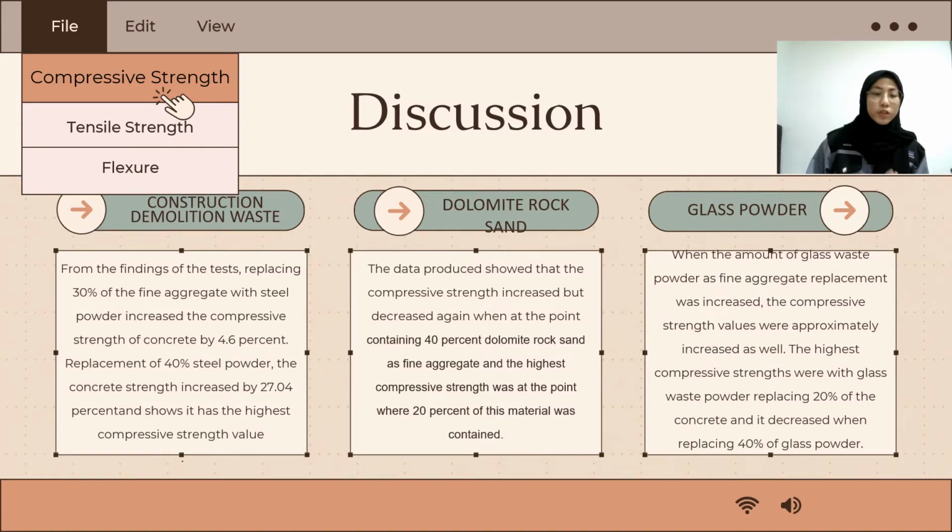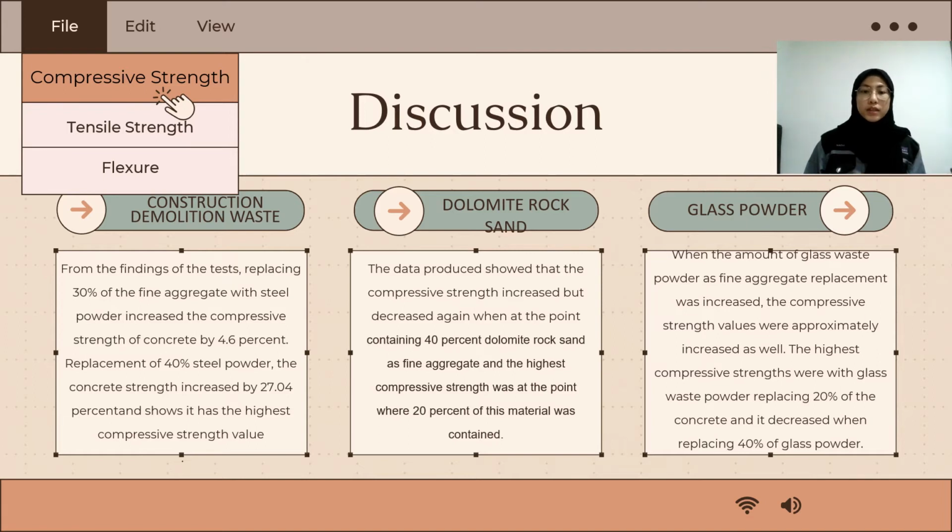Discussion. For construction demolition waste, from the findings of the test, replacing 30% of the fine aggregate with steel powder increased the compressive strength of concrete by 4.6%. Replacement of 40% steel powder increased the concrete strength by 27.04% and shows it has the highest compressive strength value.